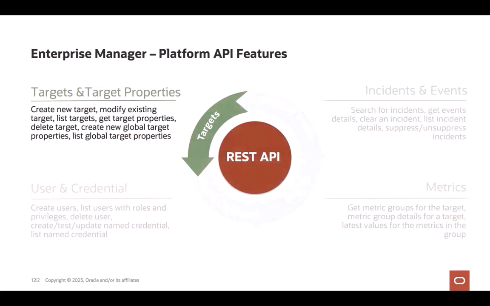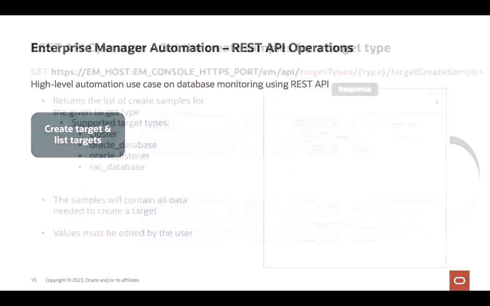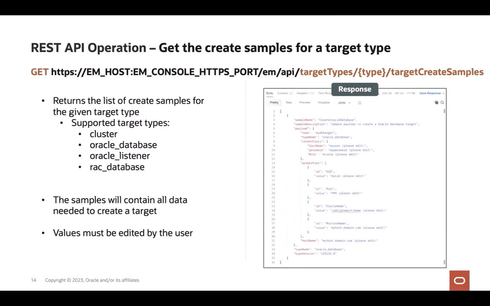Let's first review the target and target properties management APIs. Let's begin our use case with creating and listing targets. For our scenario, we are interested in creating an Oracle database instance target. Before doing so, we will need to get the sample payload to use to create this target.